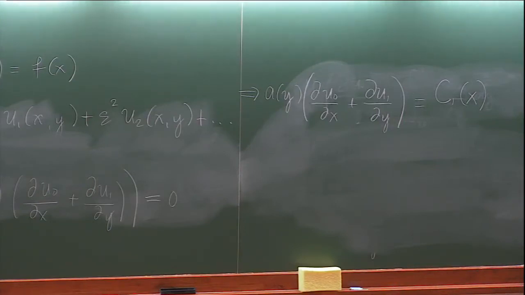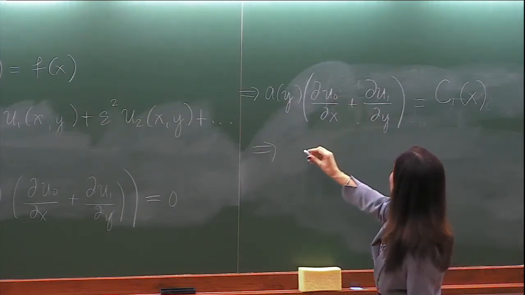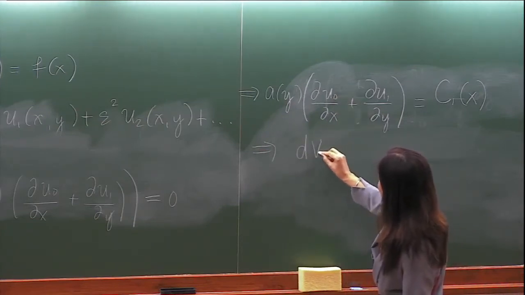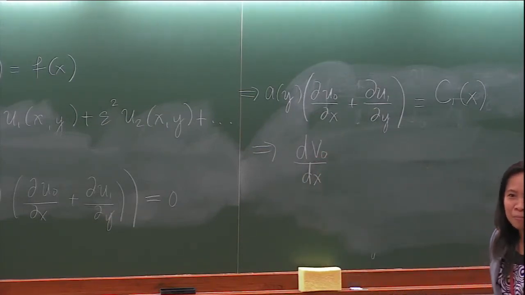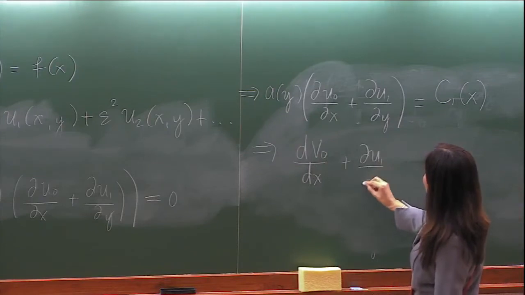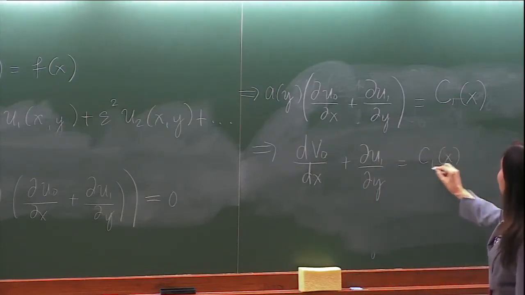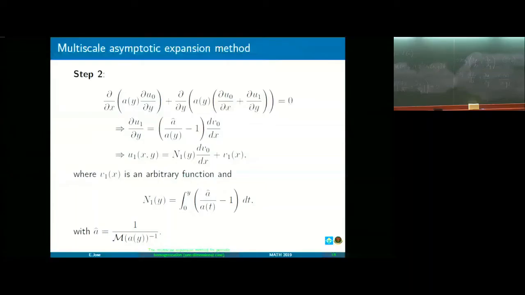And therefore, remember this is V0, so I can write it as dV0 with respect to X. It's just an ordinary derivative, just a function of X. So plus partial of U1 with respect to Y is equal to C1 of X, A of Y. So what do we do here? Again, we apply the mean value operator.